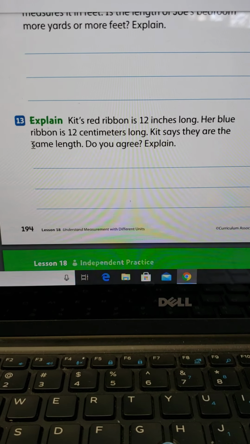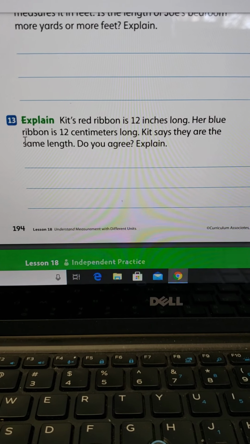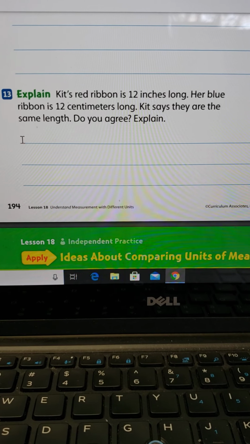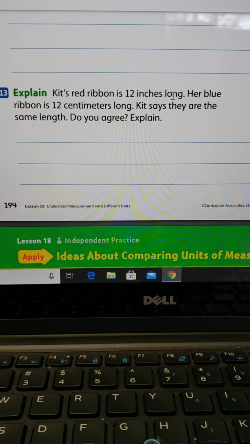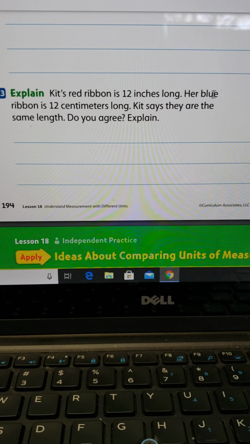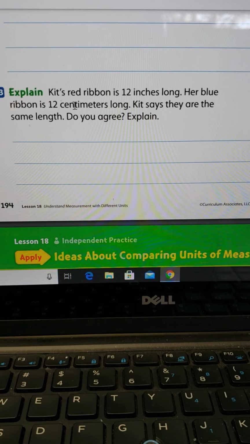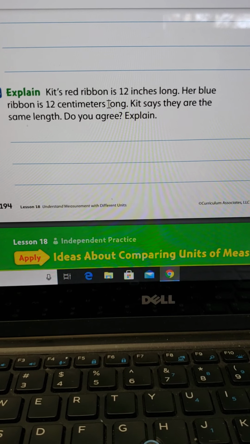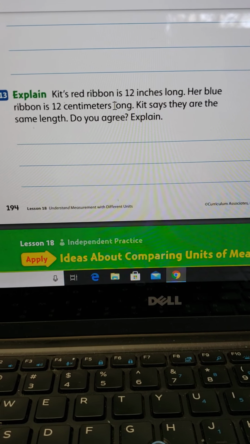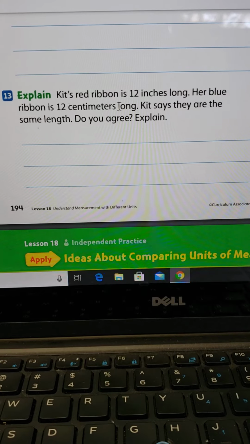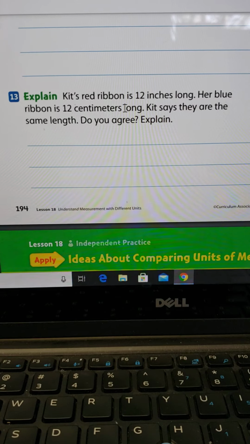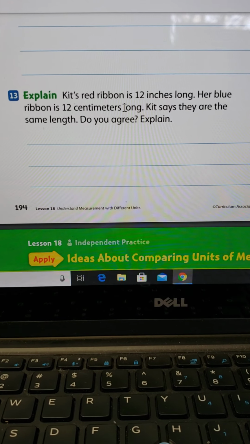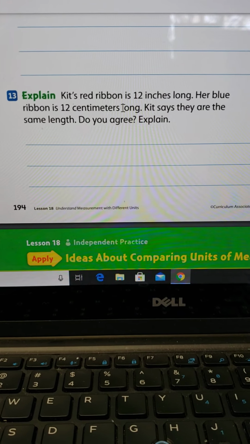Don't forget, if I'm going too fast, pause the video. You can rewind if you need to, rewatch it. Kit's red ribbon is 12 inches long. Her blue ribbon is 12 centimeters long. Kit says that they are the same length. Do you agree? Are inches and centimeters the same length? If I showed you an inch and a centimeter, would they be equal to each other? Let's look.